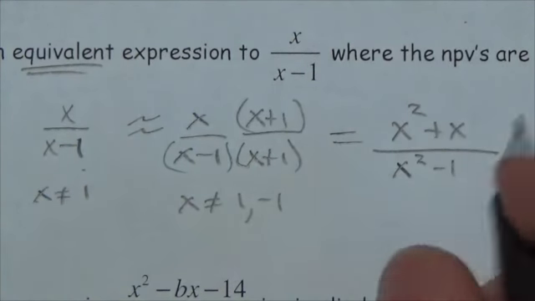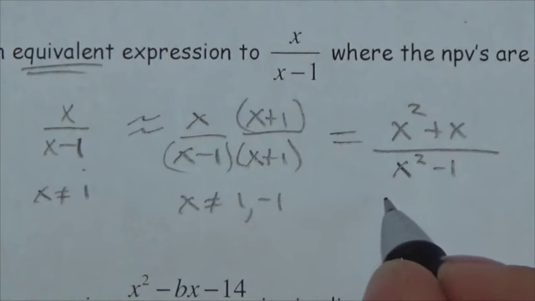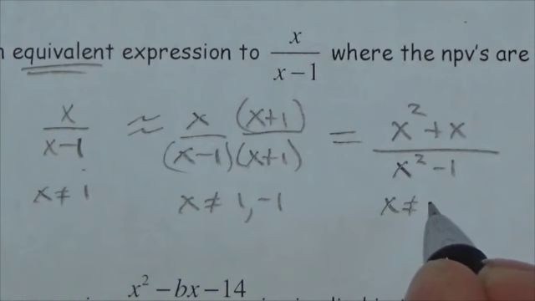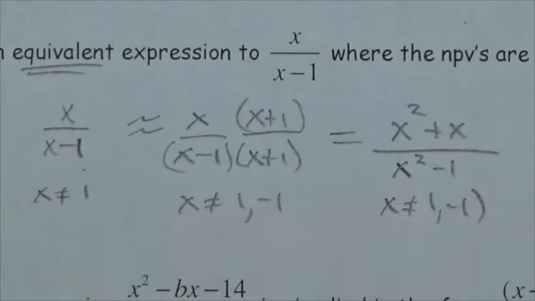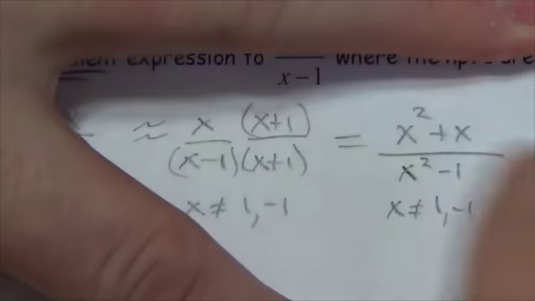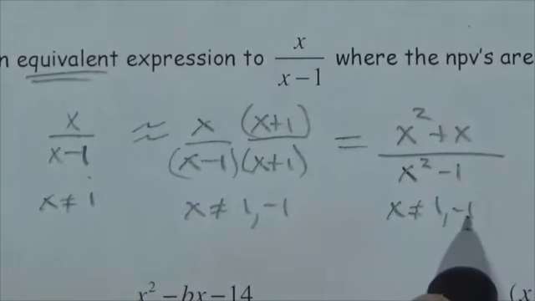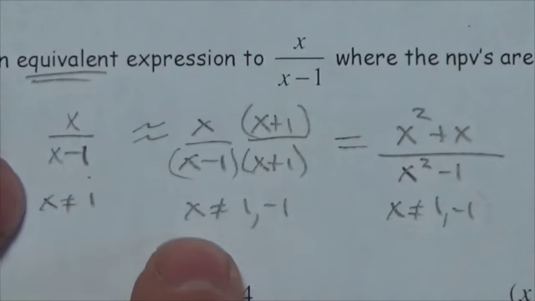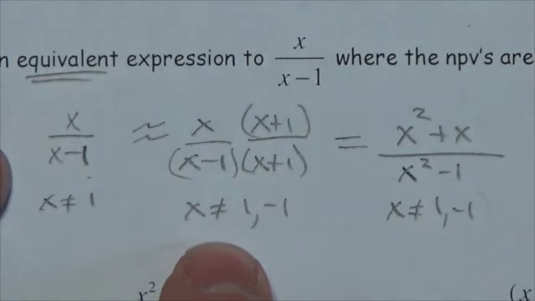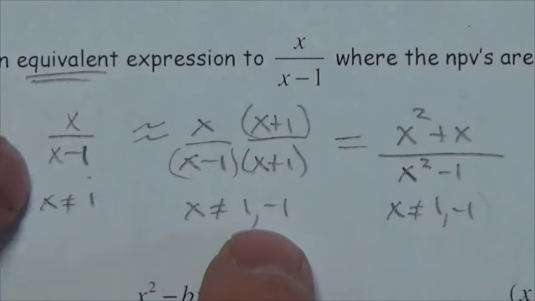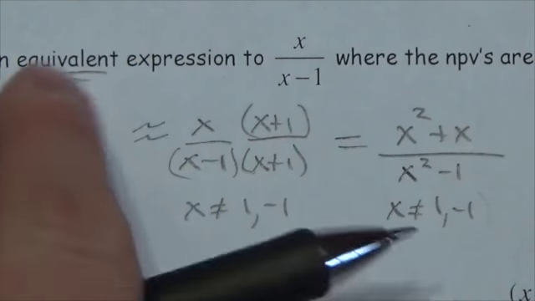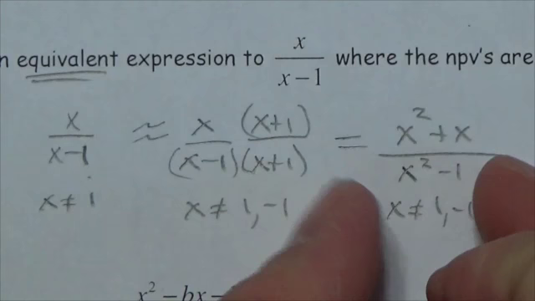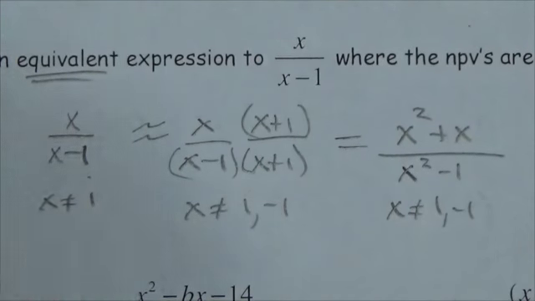Okay, the non-permissibles here, I shouldn't really have to write them, but just so that we're clear on this, will be 1 and -1. 1 and -1. These two are exactly the same. These two are almost exactly the same, except for that one value at -1. Okay, so now we've taken this and created an equivalent expression with those two non-permissibles.